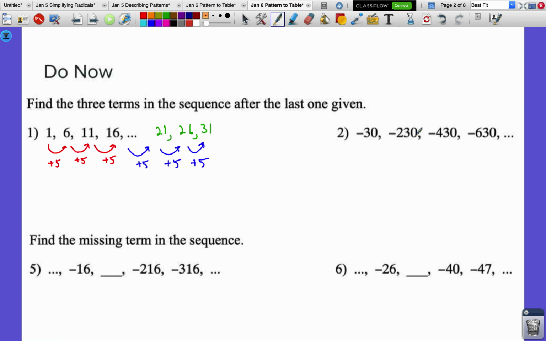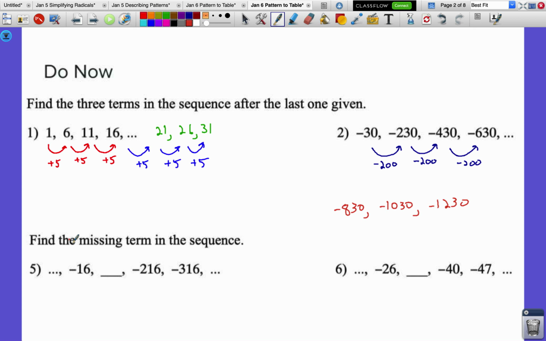I could do negative 230 minus a negative 30 and figure out that I must be subtracting 200 each time. Then just confirm by making sure that that gets us from term number 1 to term number 2. This is term number 0. And then make sure that works to get us from term number 2 to term number 3. Then just keep doing it. If we subtract by 200 again, we would get negative 830. Subtract by 200 again, we get negative 1030. Subtract by 200 again, we get negative 1230.